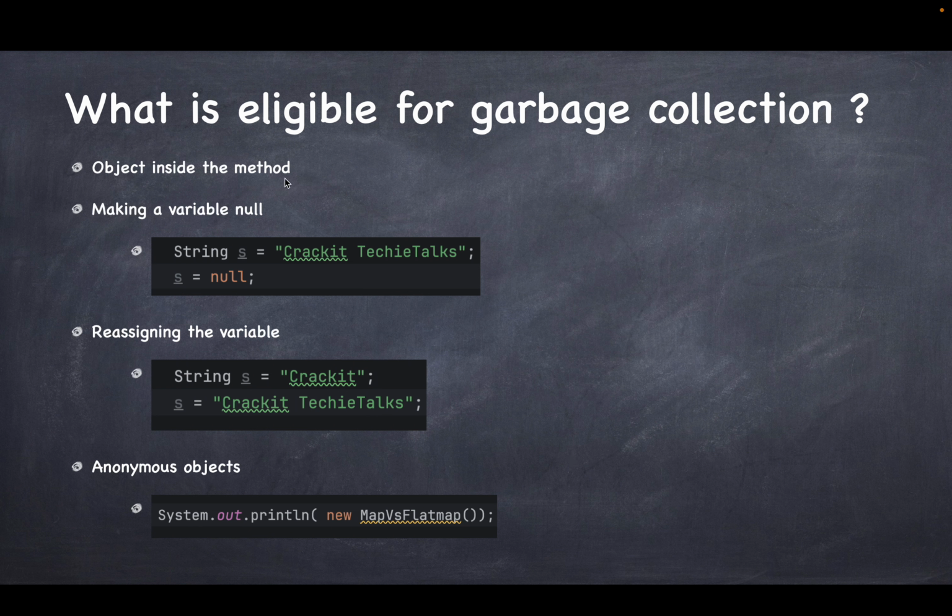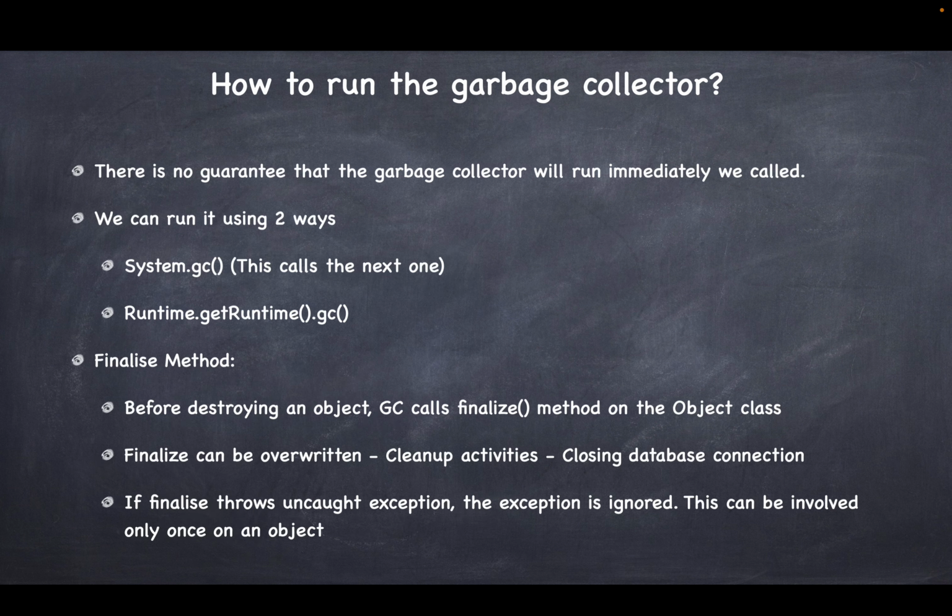When the object is inside the method, it is ready to be garbage collected. When we make a variable null, then this is ready to be garbage collected. If I reassign the variable, then the old object is ready to be garbage collected. And if I have any anonymous objects, then those are ready to be garbage collected after the execution of the line. So all these objects will be eligible for garbage collection. So now we know what is eligible for garbage collection.